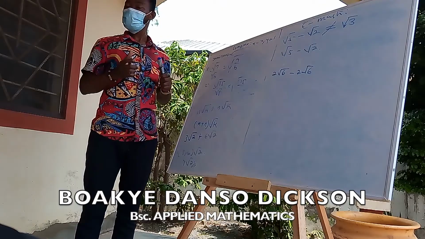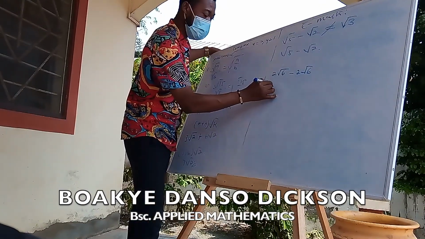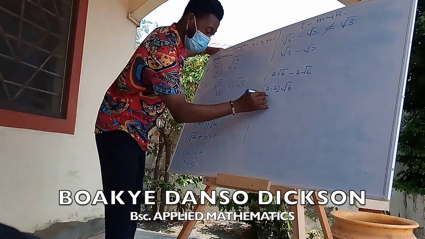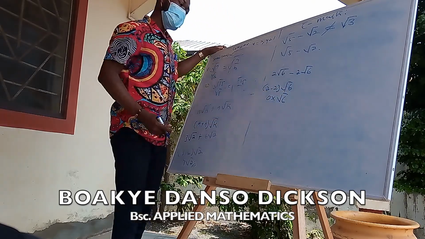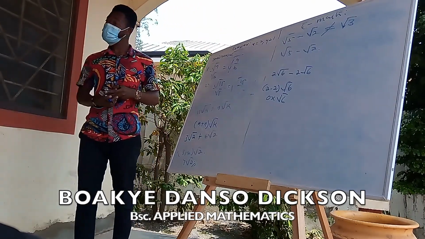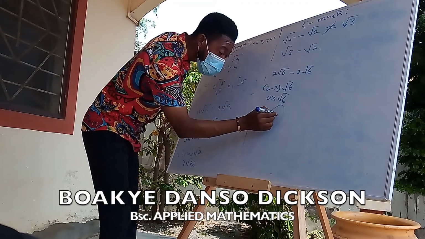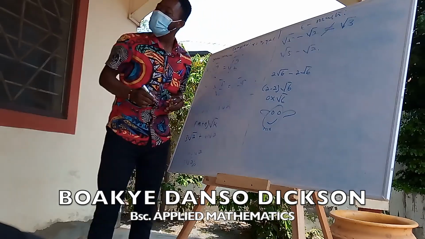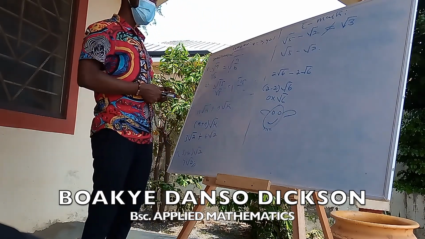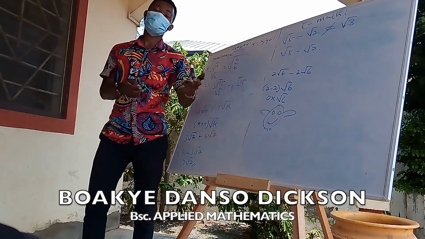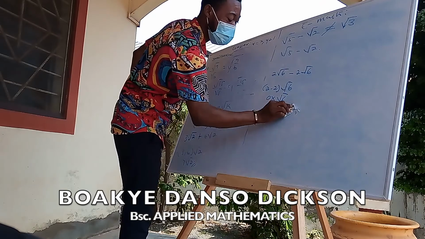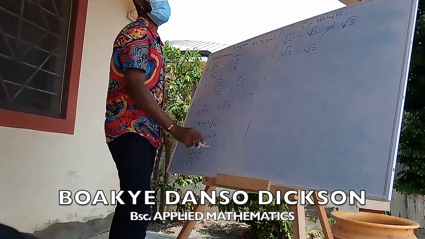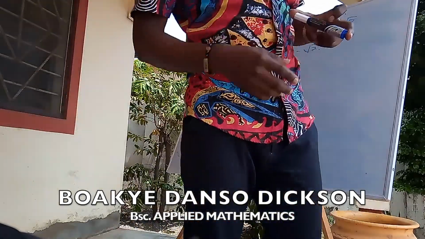Okay, let's see. So now the rule is saying that (2 minus 2)√6. What is 2 minus 2? 0. So we bring the 0. What is 0 times any number? 0. That is 0. Good. So that's 0, right? Yeah. Good. So the rules hold.